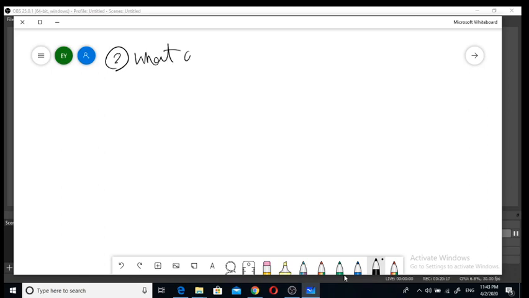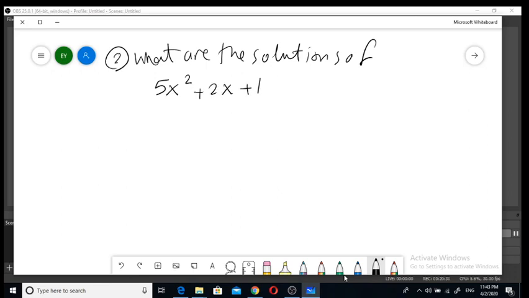What are the solutions of 5x squared plus 2x plus 1 equal to 0. If we have 5x squared plus 2x plus 1 equal to 0, again we are going to use the quadratic formula.